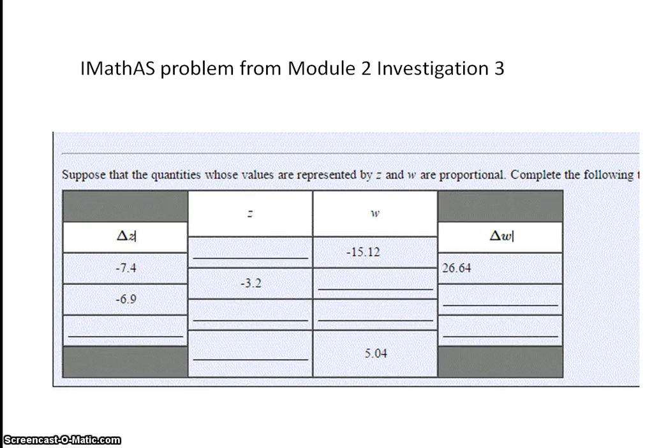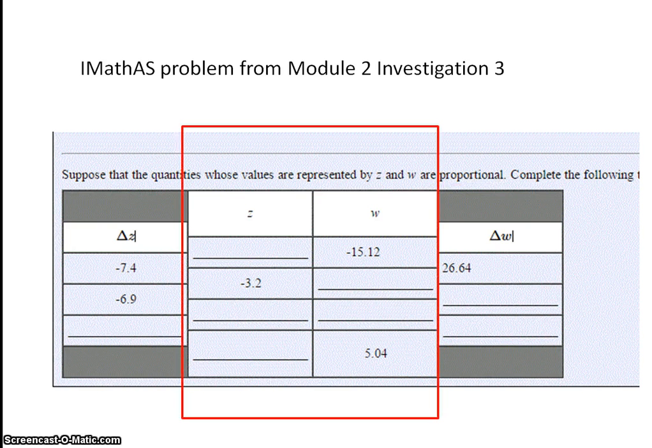We're going to look at a problem from our IMathAS online work. This is one of the later problems in Module 2 Investigation 3, and if we read the instructions, we are told that the quantities in the chart are represented by Z and W, and that those quantities are proportional. That's going to be a key idea as we are asked to complete this table. The idea that Z and W are proportional.